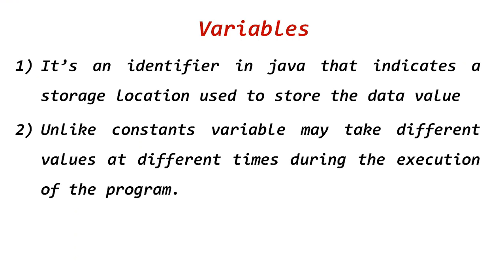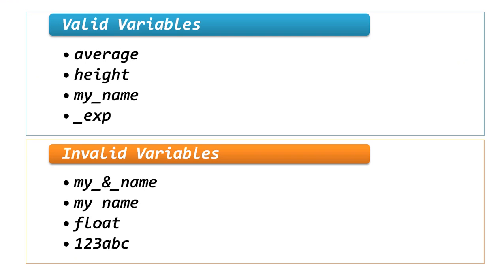After the completion of constants, another topic is variables. It's an identifier in Java that indicates a storage location used to store the data values. Unlike constants, variables may take different values at different times during the execution of the program. What are the valid variables?